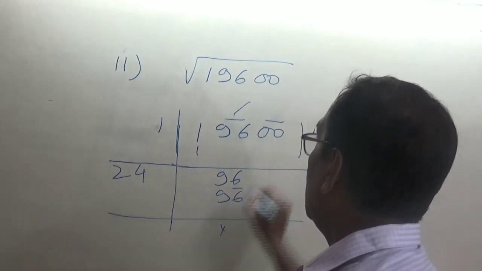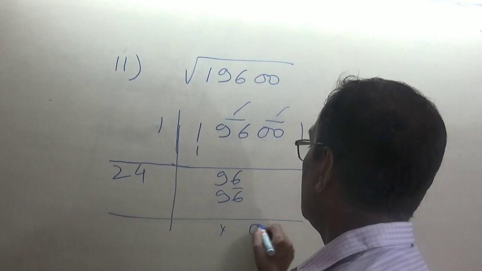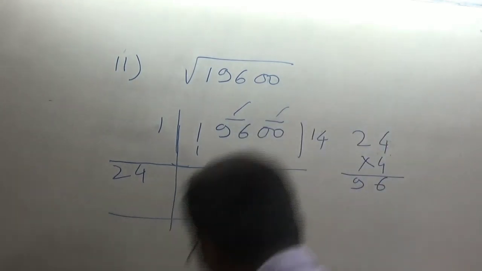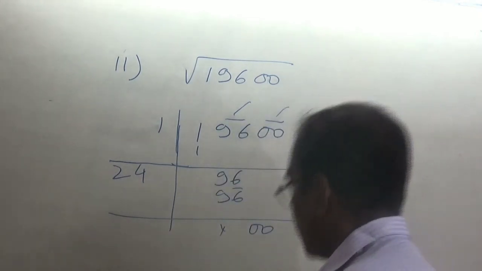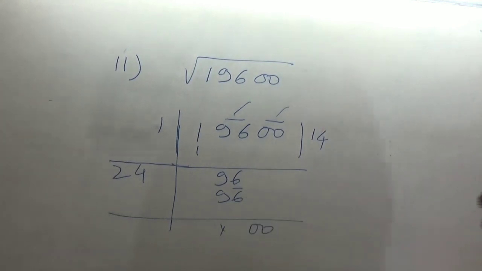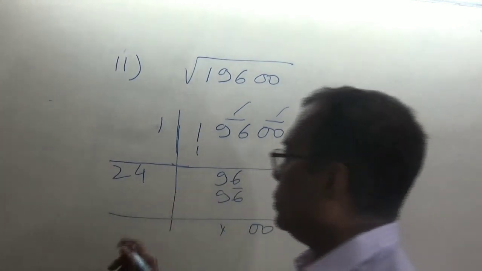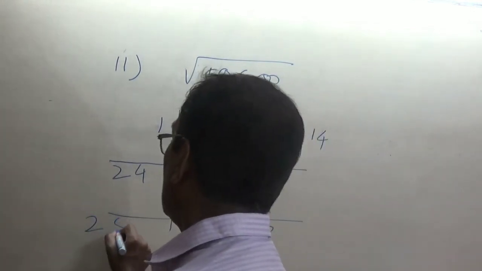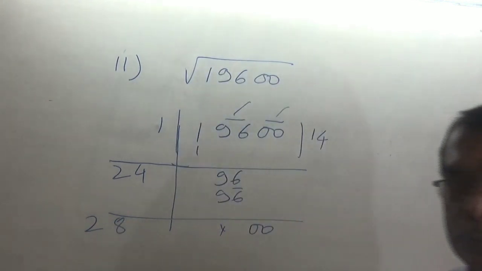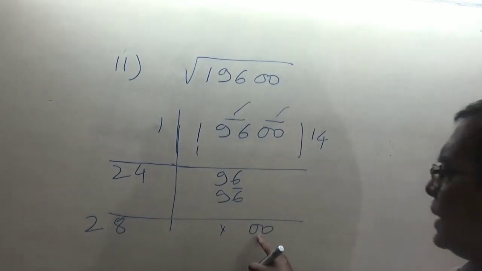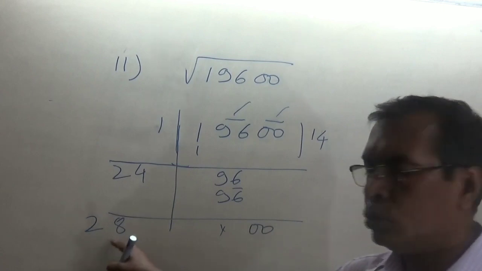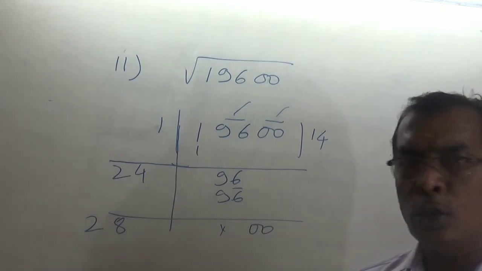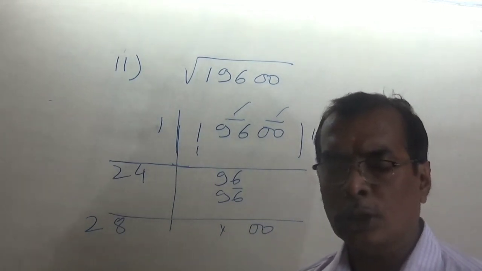Nothing has been left here. Next pair is 0. What you will have to do? 4 you will have to add with it. That is, it is coming as 28. Now I am finding that 0 is less than 28. So it is not divisible. It is not possible to divide.